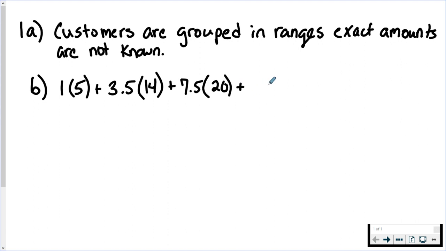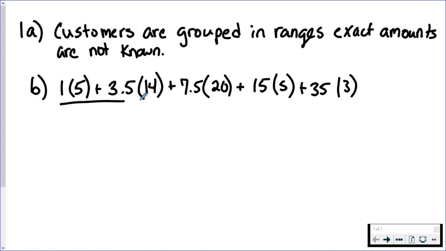All right, the next interval is 10 to 20, so the mid-interval there is 15, and there were S shoppers, an unknown value, who spent that much. And our final interval is from 20 to 50, so that mid-interval is 35, and there were 3 shoppers who spent that much.